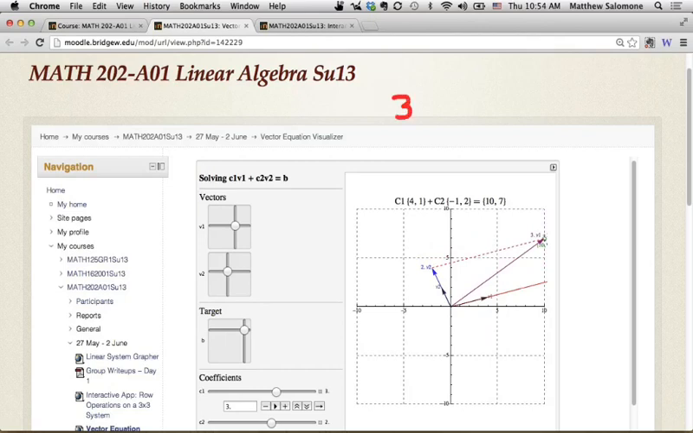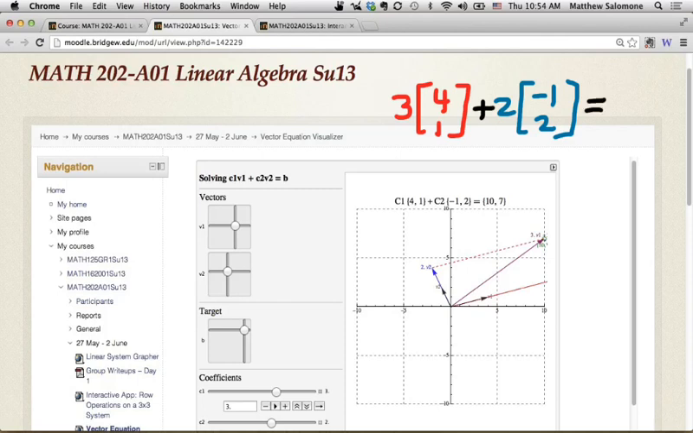is that we need 3 of our first vector, 4, 1, and we need 2 of our second vector, negative 1, 2, and that combination actually hits our target vector 10, 7 right on the nose. So what that means is that the solution of our linear system was x equals 3, y equals 2. And you can check that the original system of equations that was written down has that as a solution.